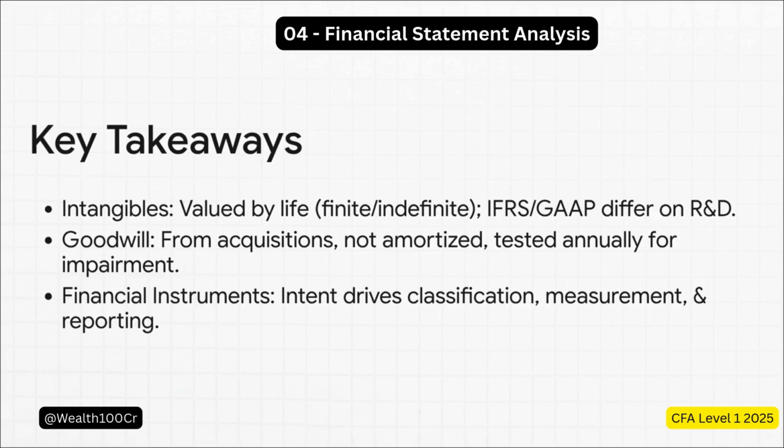2. For goodwill, it's not amortized, but an impairment charge is a giant red flag that a company's past acquisitions might have been a mistake. And finally, 3. For financial instruments, classification is everything. It tells you exactly how much earnings volatility a company is willing to live with.